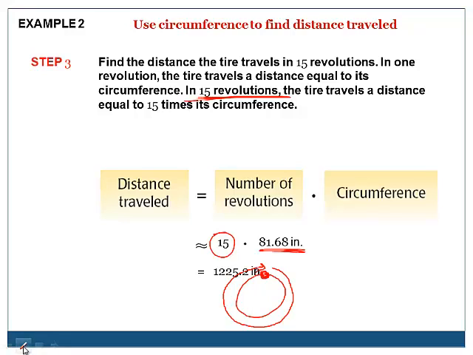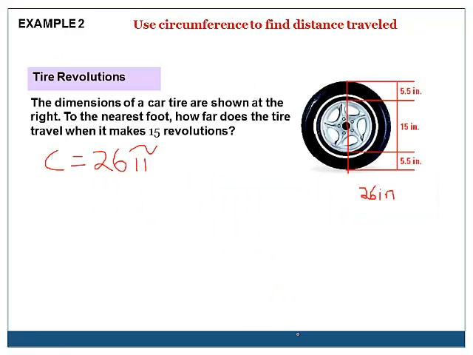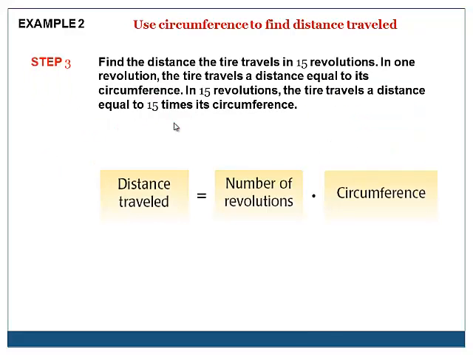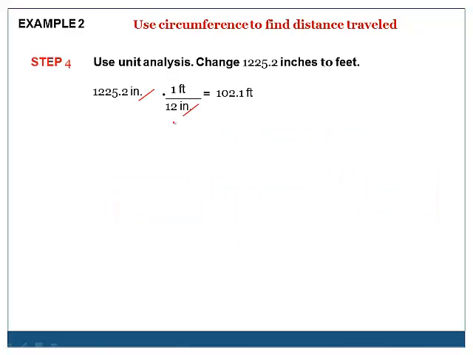That gives you roughly about 1225.2 inches. The question is asking to the nearest foot. So since we have 1225.2 inches, we have to convert that to feet. There's 12 inches in a foot, so we do a conversion and we get about 102.1 feet.